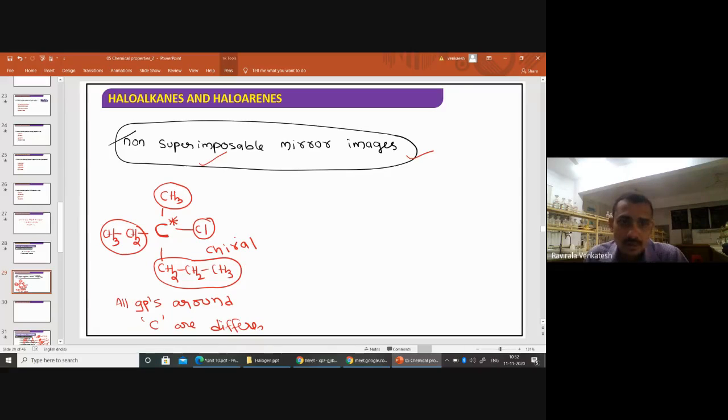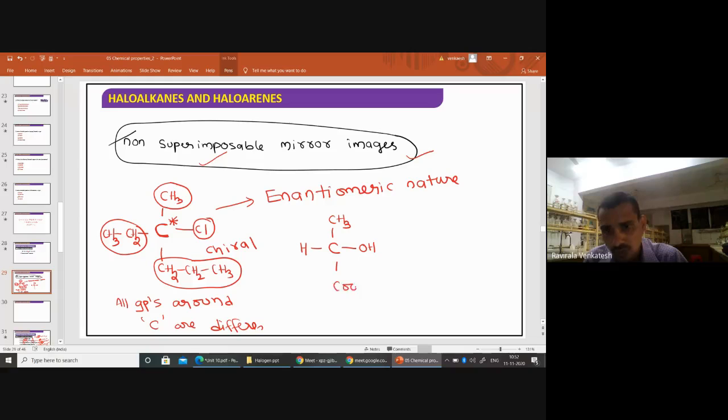And this exhibits enantiomeric nature. Okay. Now, I will take a beautiful example for this one. I am putting here OH, here hydrogen, here CH3, and here I am putting COOH. Now, is it called a chiral molecule or not?